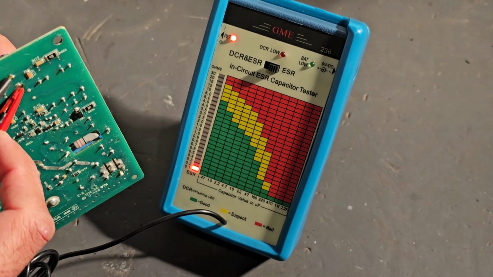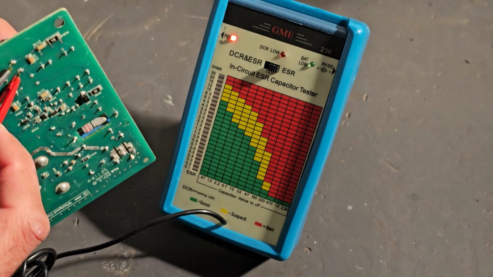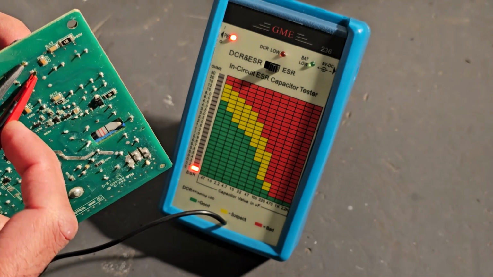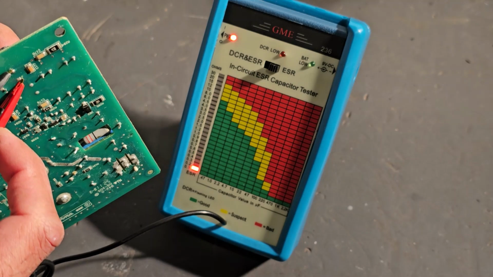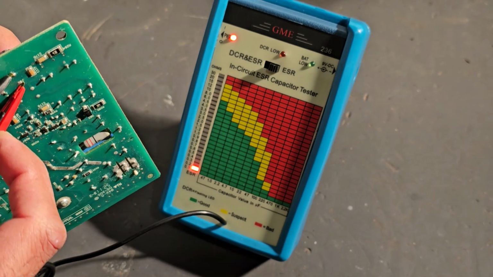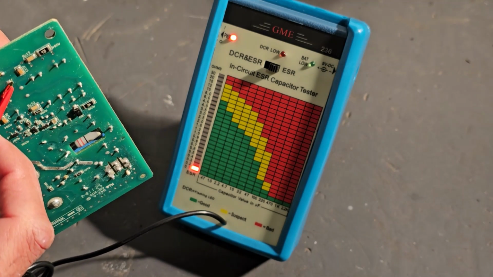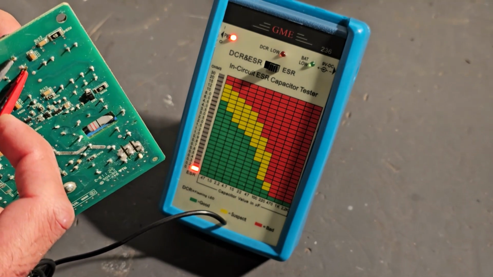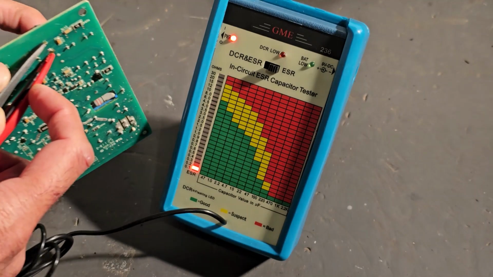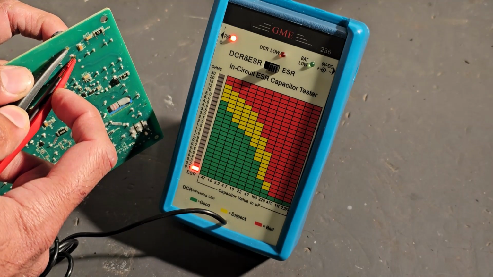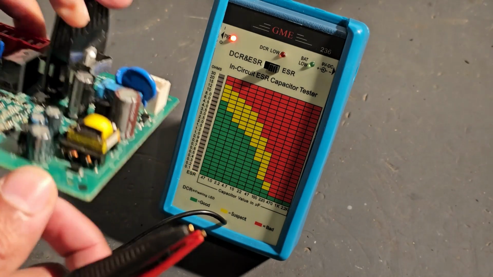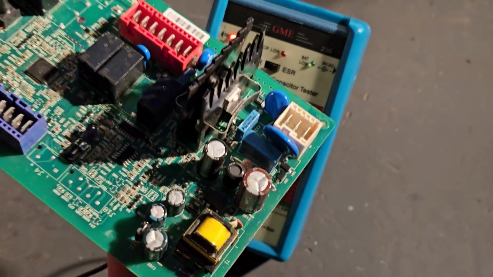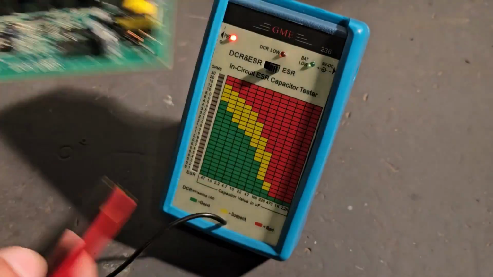And as you can see, it's lining up at 0.1 ESR, so 0.1 resistance. Now if we go all the way to where it says 1000 microfarads on the scale, we see that 0.1 is in the green range. So that tells us that this capacitor is actually good. So we can move on to another capacitor on the board, and just like that, we can easily knock out all these capacitors in a matter of seconds.